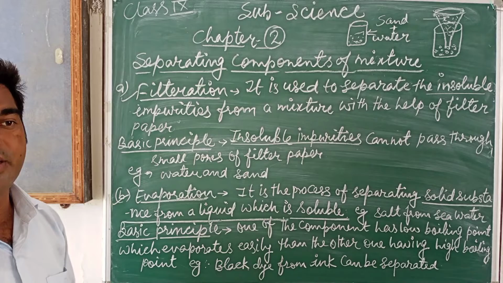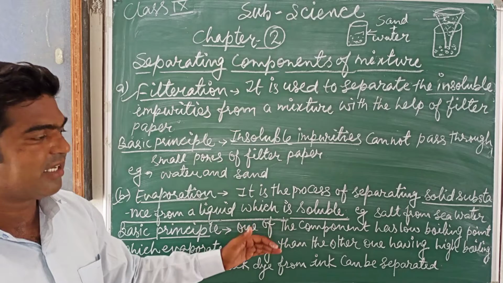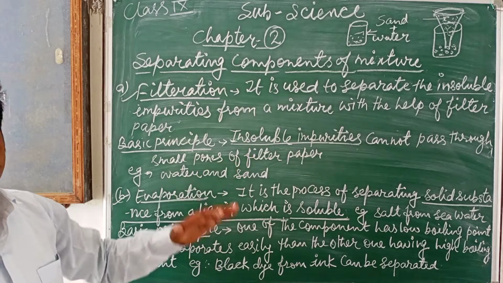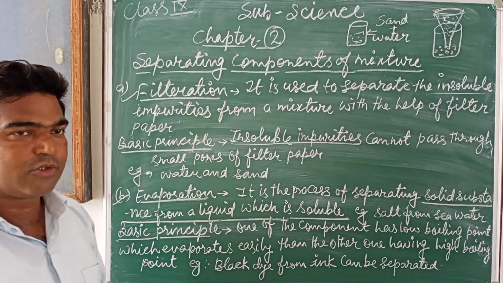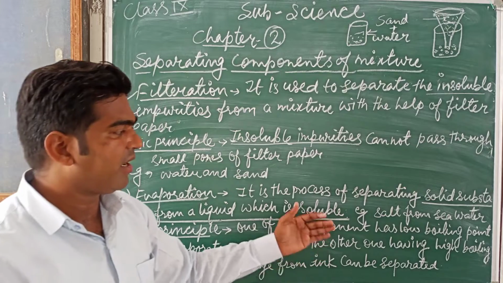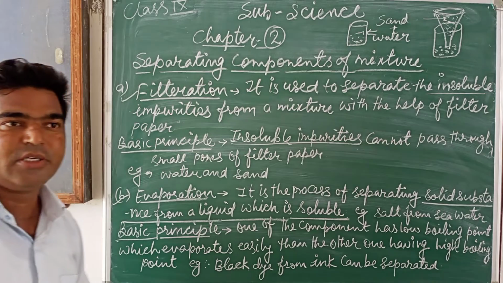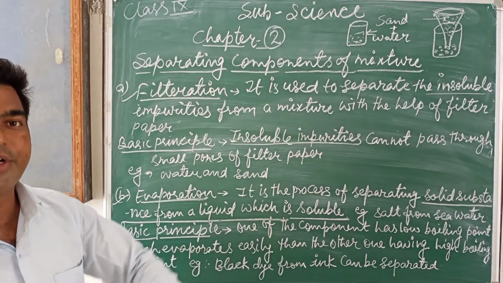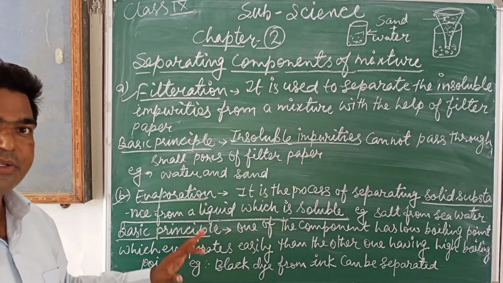So in the case of sea water, the boiling point of water is lower as compared to the salt. So that water is first evaporated and then we find the residue left in the form of salt. So there is a difference in the boiling point. One has a high boiling point, another has a low boiling point. So here water has the low boiling point and salt, or NaCl, sodium chloride, has a high boiling point. So water evaporates easily due to the sunlight and then we are getting the salt.